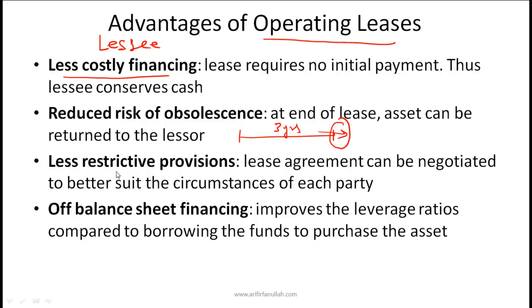Less restrictive provisions: lease agreements can be negotiated to better suit the circumstances of each party. And lease financing represents what's often referred to as off-balance sheet financing, which improves leverage ratios compared to borrowing the funds to purchase the assets. So when you borrow funds, your debt goes up, but when you have an operating lease, you do not show any debt on your balance sheet, and hence the leverage ratios look better.